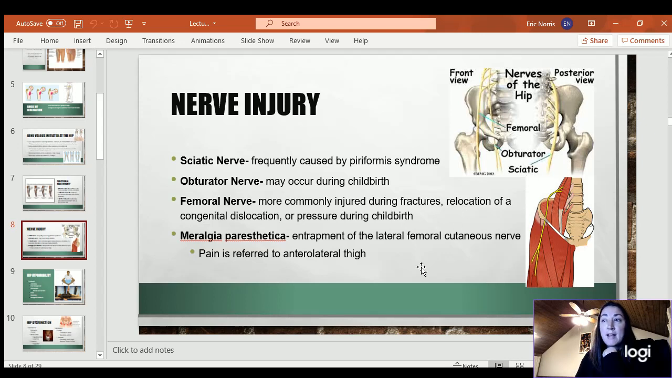And then neuralgia paresthetica, I mentioned that earlier, that lateral portion of the thigh is innervated by that nerve, by the lateral femoral cutaneous nerve. So when that nerve becomes entrapped, then we have anterolateral thigh pain. So neuralgia paresthetica is entrapment of the lateral femoral cutaneous nerve.